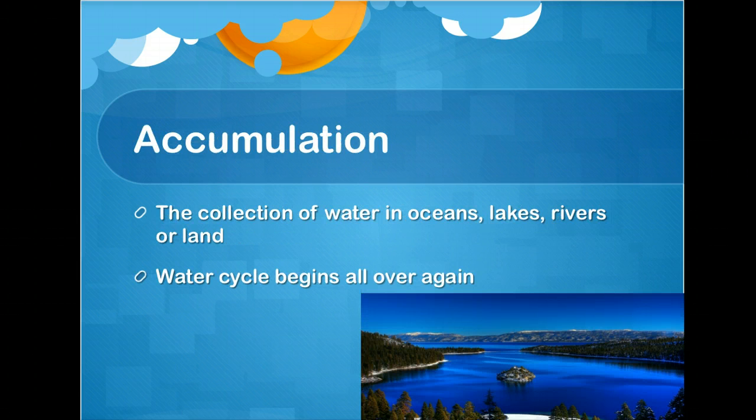Accumulation is the collection of water in oceans, lakes, rivers, or land. The water cycle begins all over again. Water in different places like plants, lakes, glaciers, anywhere there's water can all become part of our rain tomorrow. You see how water is recycled over and over again through the water cycle.